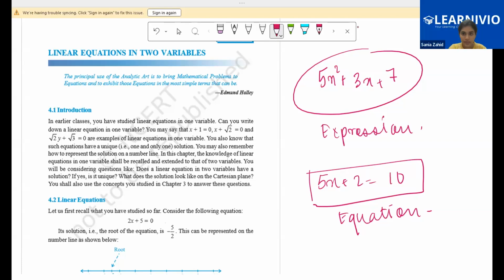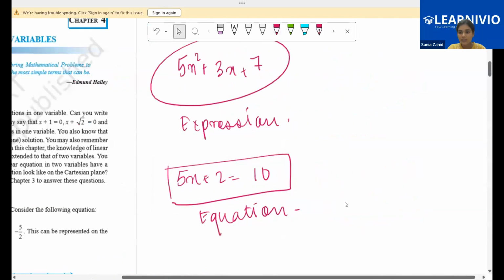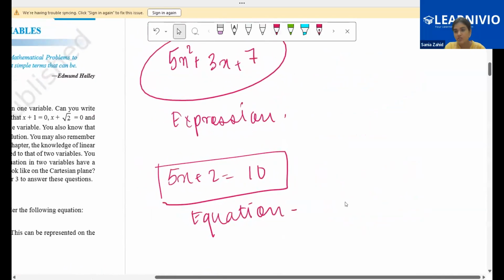Okay, children, let's continue ahead. So I was telling you what is the difference between an equation and an expression. We know an expression is only a statement that's written. There is no equal to sign in it, and there is also no right hand side of the expression. So that's the basic difference between expression and equation. Now in this lesson, we will be studying linear equations. Now, what are linear equations?